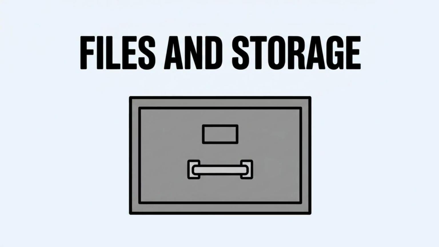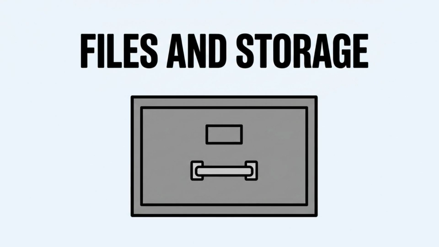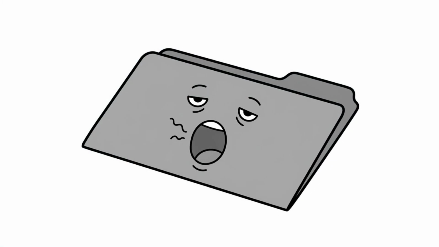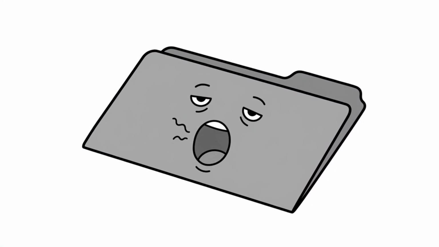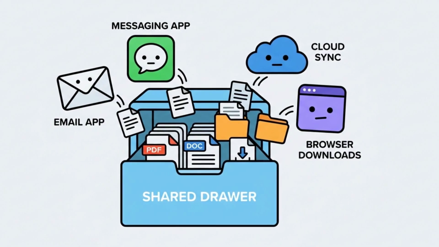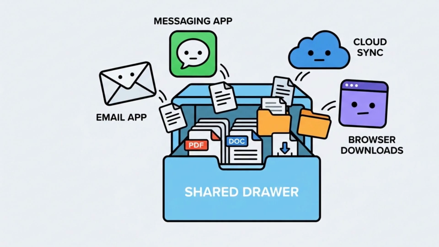Then, files and storage. Permission to read what's saved on your device. It sounds like the dullest one on the list, and that's exactly why it's useful. Downloads, documents, whatever some other app quietly wrote to disk. An app with broad file access isn't limited to its own stuff.